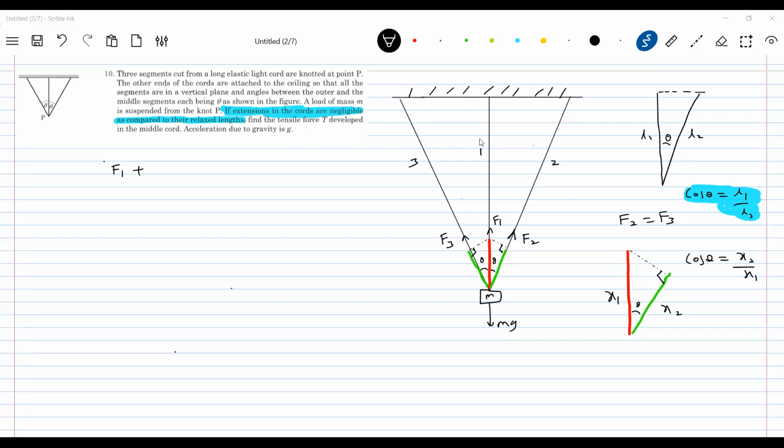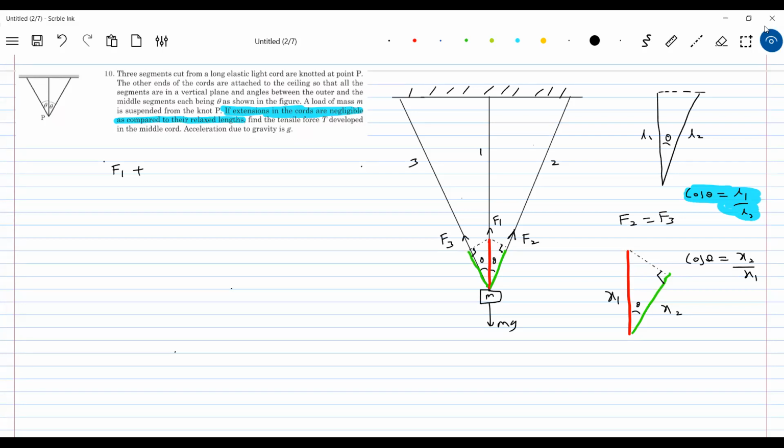Sir, why is the elongation in the second and the third segment perpendicular? Why is that angle? So I'm taking that one. So here what happened? When the block, the moment I release, what happened? The elastic cords elongate. So I am dropping a perpendicular here to get the relation between them.